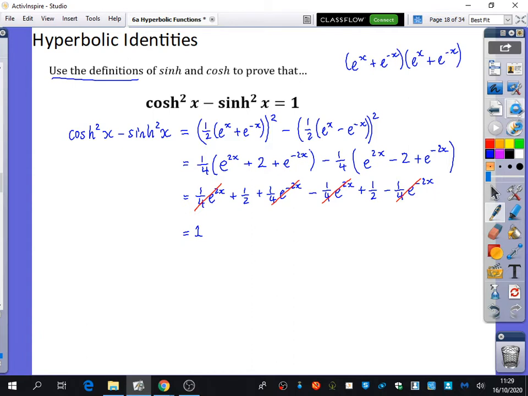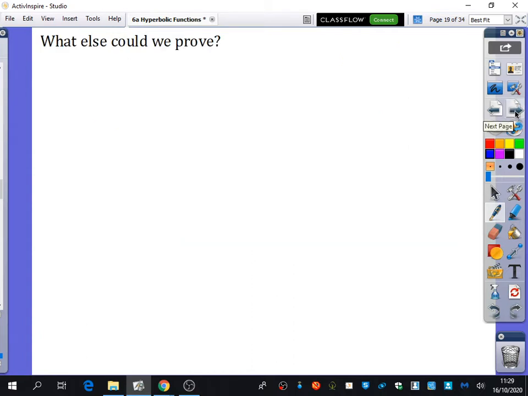So I want to know what else we could prove. We know now that cosh squared x minus sinh squared x is equal to 1. And in the trigonometric version of this, what did we call the trigonometric version of this identity? The Pythagorean identity. So what other things do you think we could create here?